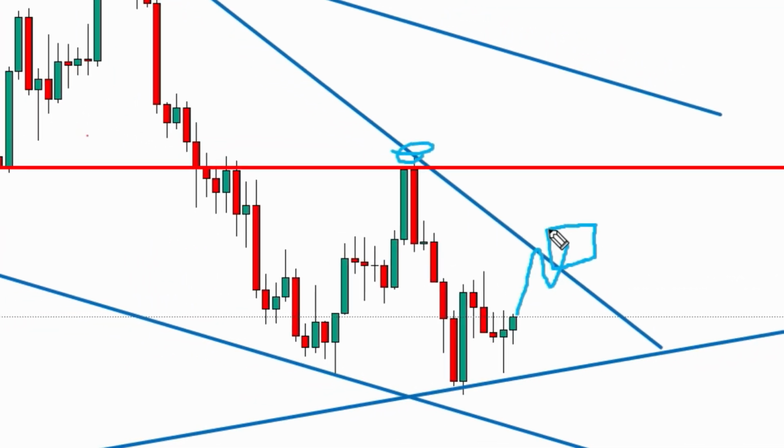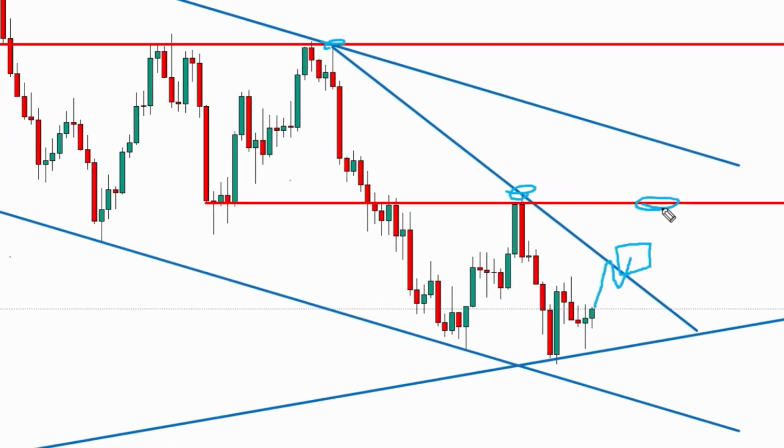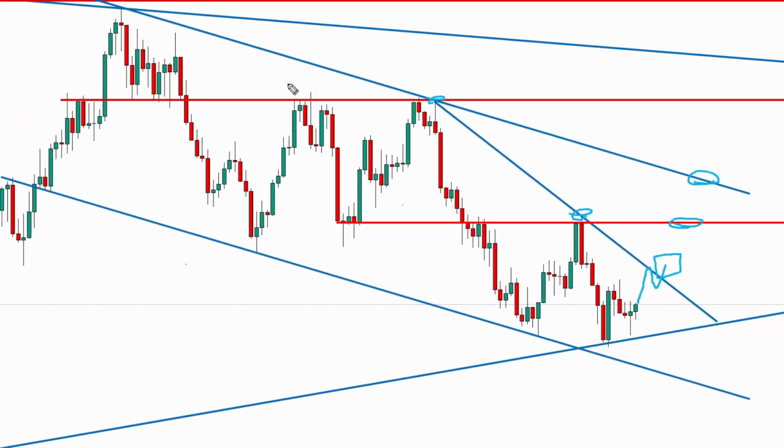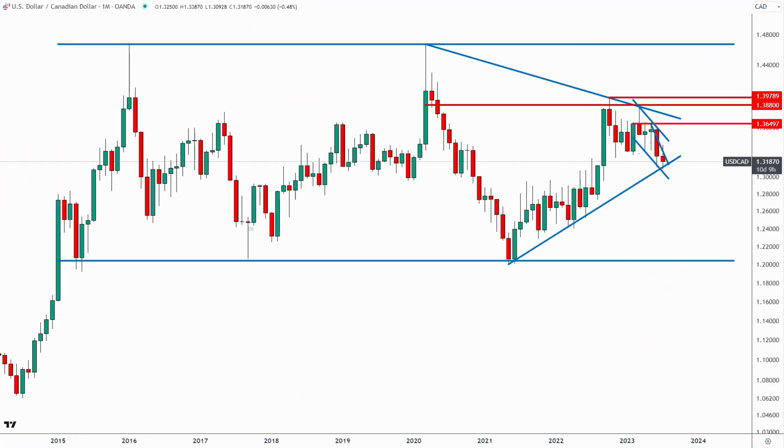Today, we are going to take a look at the US dollar versus the Canadian dollar and a potential long opportunity that's going to set up later this month. Okay, so diving right in, we have the dollar versus the Canadian dollar here on the monthly time frame.